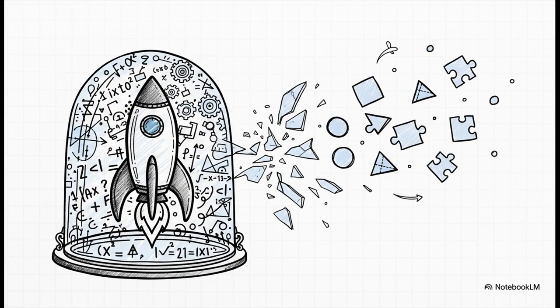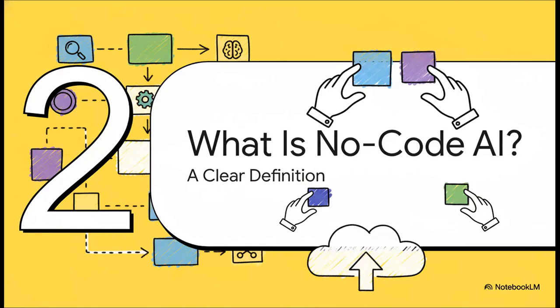For the longest time, AI really did feel like rocket science, this incredibly complex field that was locked away inside giant tech companies and fancy university labs. But today, right now, all of those barriers are just crumbling down. So, what is this new way of building, really? What exactly is no-code AI?